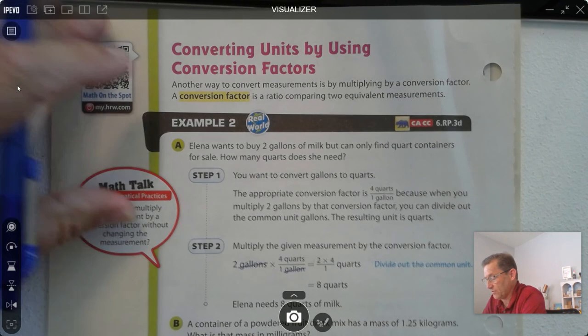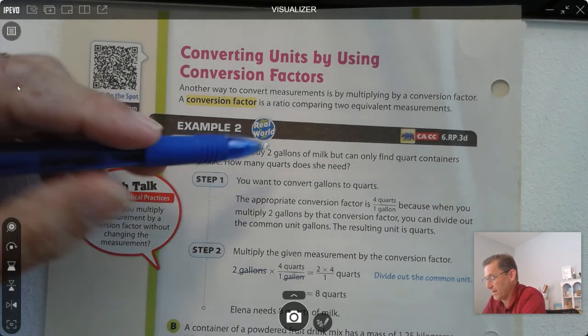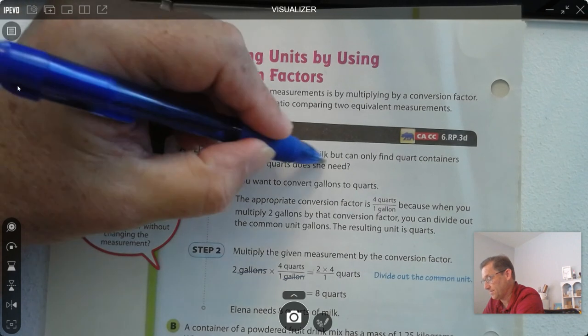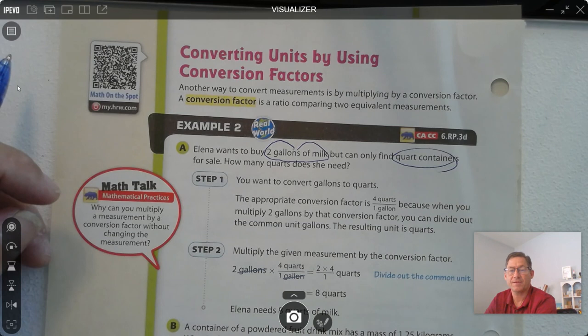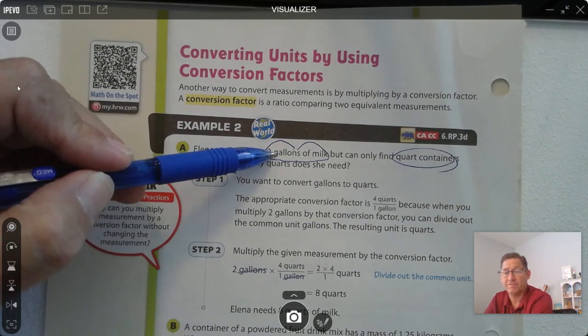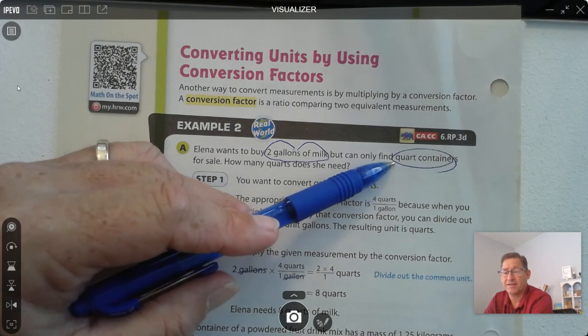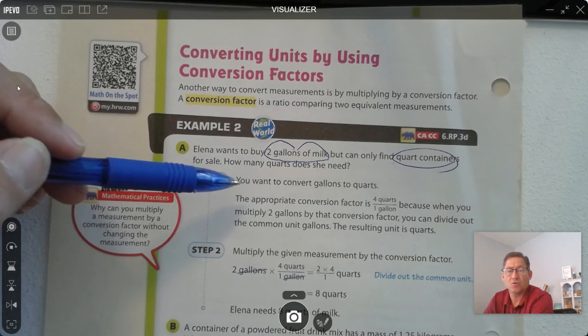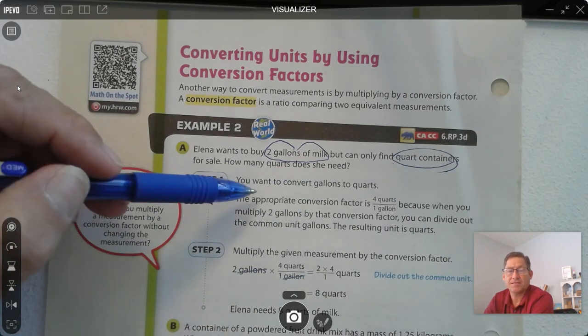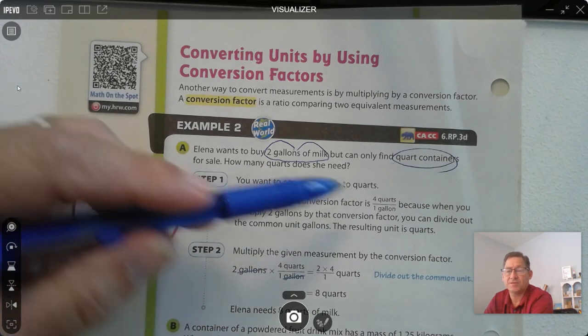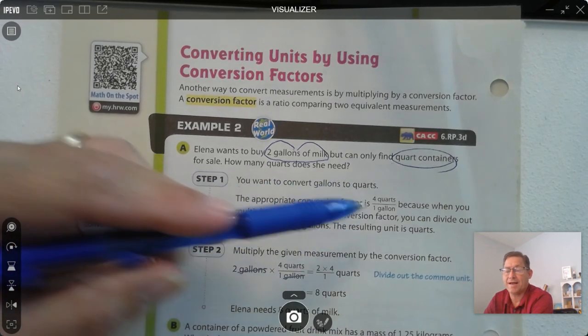So let's look at example 2. Elena wants to buy 2 gallons of milk, but can only find quart containers. How many quarts does she need then? She still needs 2 gallons worth of milk, but she has to buy them in quart sizes. So here we want to convert gallons to quarts, right? And so the appropriate conversion factor is 4 quarts per gallon.